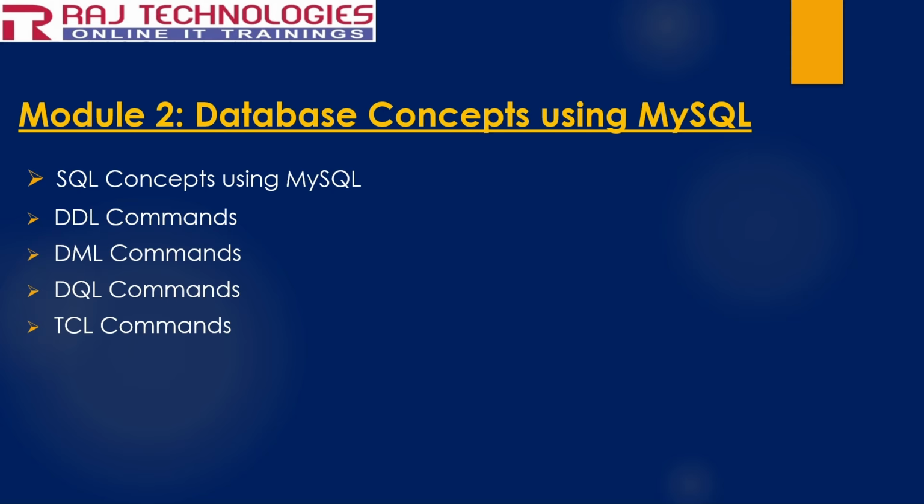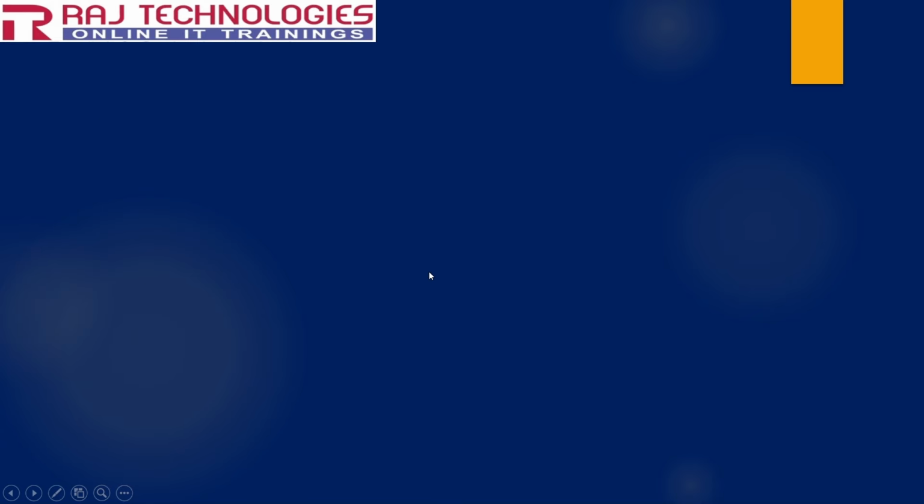Then we'll be learning the DDL commands like creating table, altering the table, dropping the table. We go with DML commands like insert, update and delete the records present in the table. Then DQL command, that select command we are going to discuss, and we go with the TCL commands, transaction control language commands like commit, rollback. These all commands we are going to discuss under MySQL.